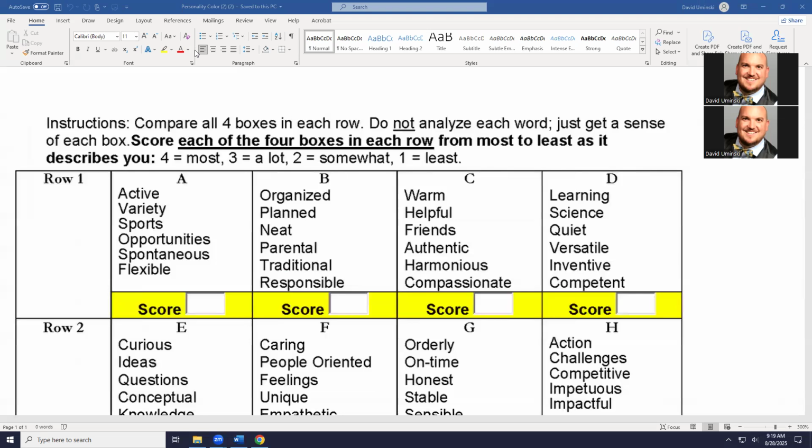Then find the one you resonate with the least, and that's going to be your number 1. Then go back in and fill in 2 and 3. Do 4 and 1 first, because those are the easiest ones to get out of the way, and then do 2 and 3. You're going to do that for each of the 5 rows, 1 through 4 on each row. Take a few moments. When you are done, give me a thumbs up so I know that you are finished. Don't start adding anything. I'll talk about that as a group. I'll walk you through it.